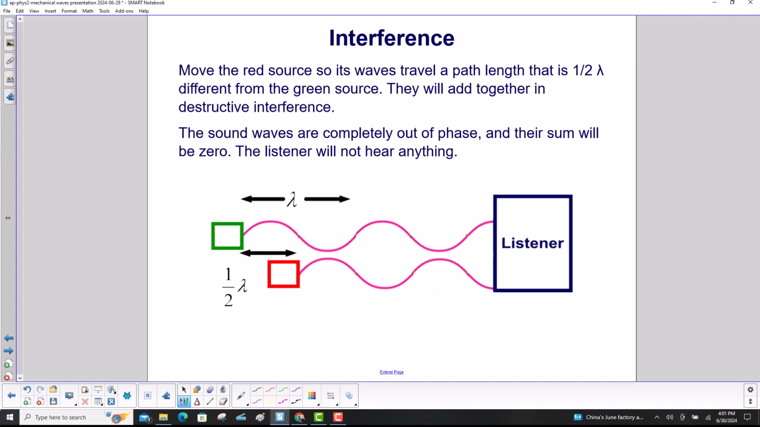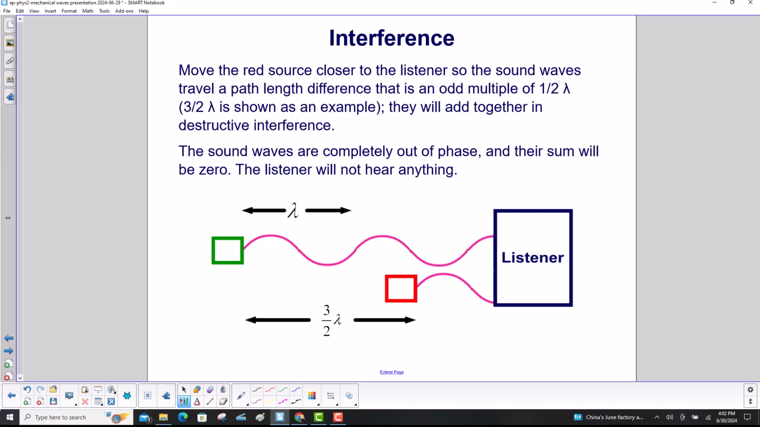Now move the red source so its waves travel a path length that is 1/2 lambda different from the green source. They will add together in destructive interference. The sound waves are completely out of phase. That means the peak of one is matching with the trough of the other, and their sum will be 0. The listener will not hear anything. The sound wave will be like this.